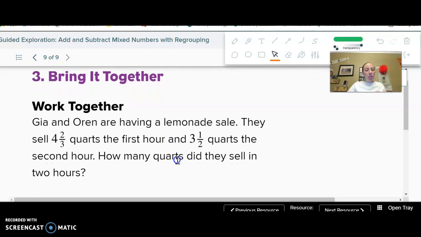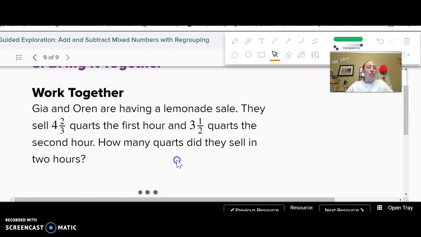So Gia and Oren are having a lemonade sale. They sell 4 2/3 quarts the first hour and 3 1/2 quarts the second hour. How many quarts did they sell in 2 hours? So this is another addition example, right? So go ahead and give it a try, and then if you're not sure, just keep going and I'll explain it. All right, do you get it?